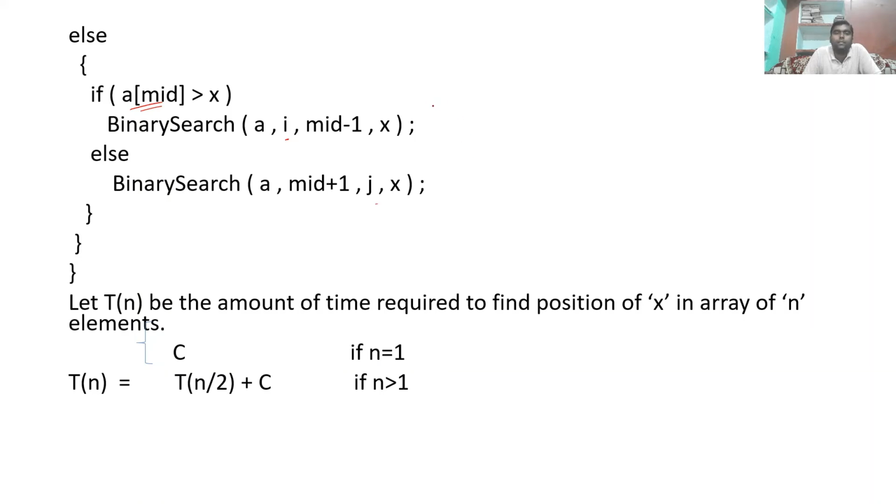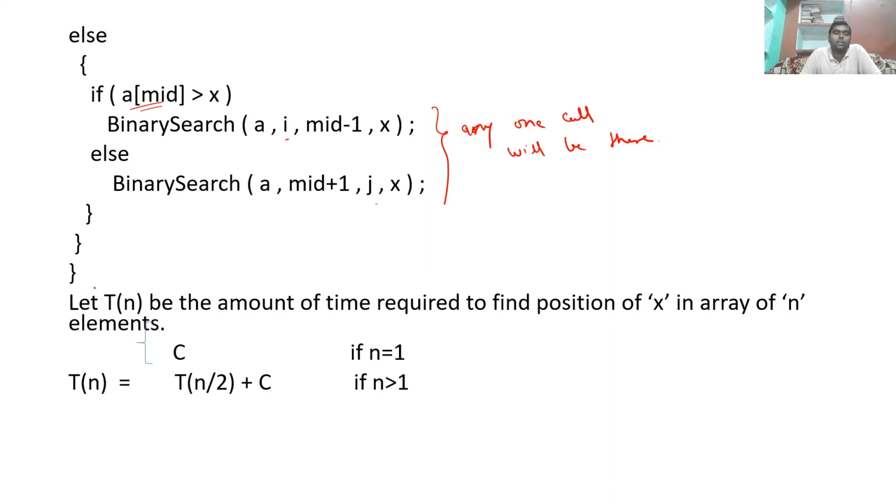Okay, any one condition will apply. Any one call will be there, because it is an if and else condition. So this is the end of this particular else, this is the end of the previous else, and this is the end of the program or algorithm.